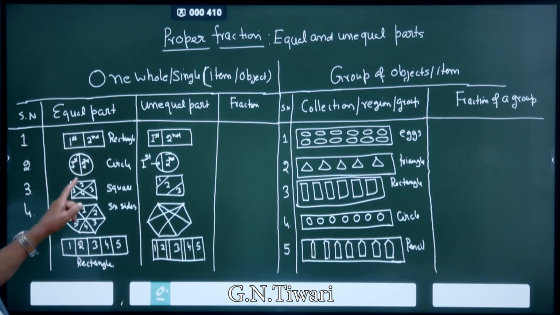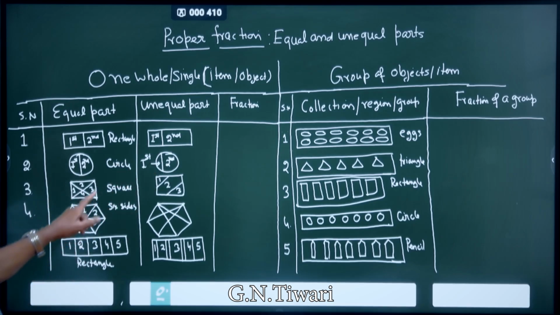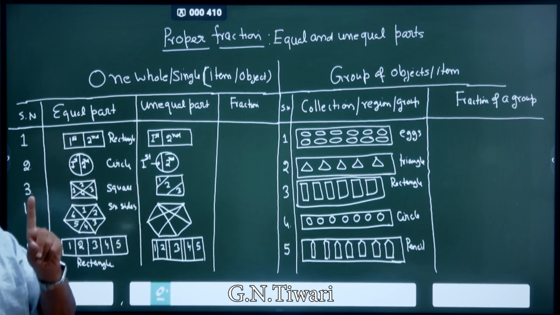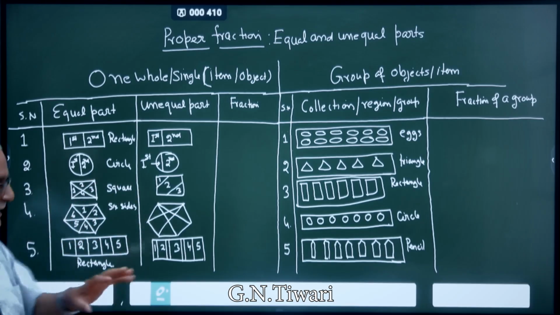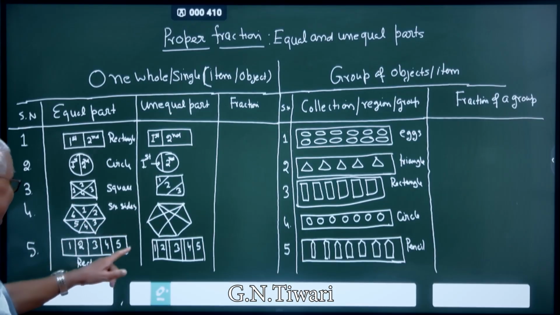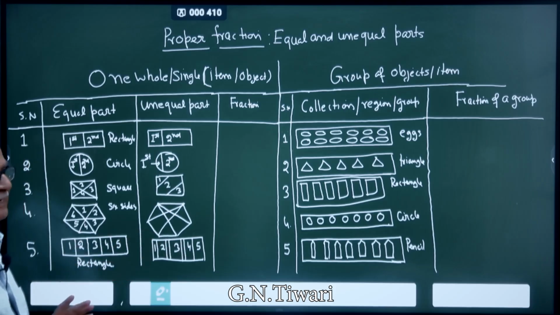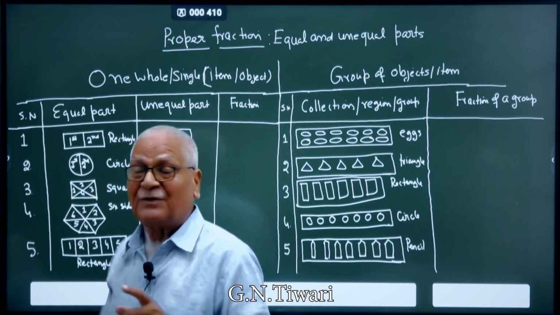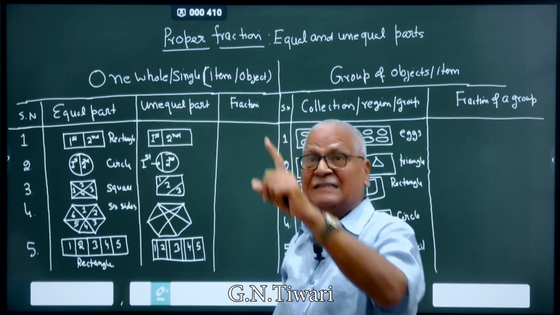Second is a circle, divided in equal parts, but here it is unequal parts. Similarly, the square is divided in 4 equal parts, but here it is divided in unequal 3 parts. This is the six-sided shape, don't worry about the name, but here it is equally divided, and here it is unequally divided. Again, here the rectangle is divided in 5 unequal parts. So for the fraction of a single or whole item, it should be equally divided.